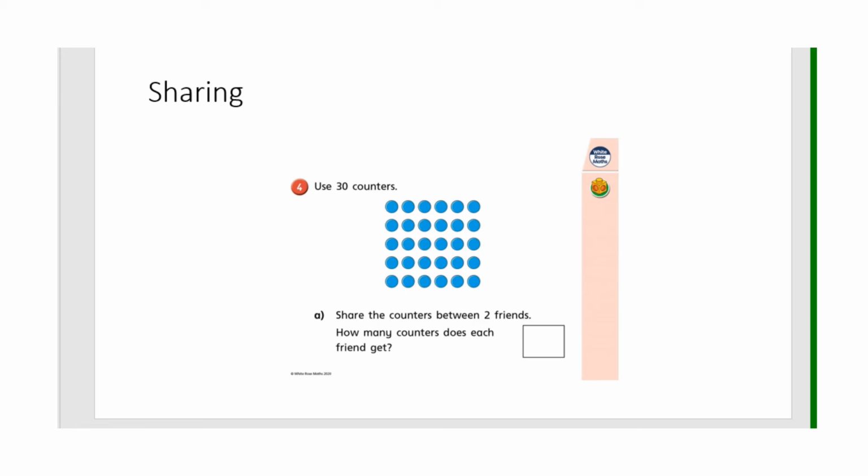They're the columns, not the rows, because the rows are in 6s, so I want 5s. That's equal. So there'd be 3 columns on one side and 3 columns on another. So that would be 15. And I remember that from when I did half of 30, because I did half of 20 and I got 10, and I split my 10 ones up into 5 and 5. So it's 15, and I have to have equal on both sides. So how many counters does each friend get? It's 15.